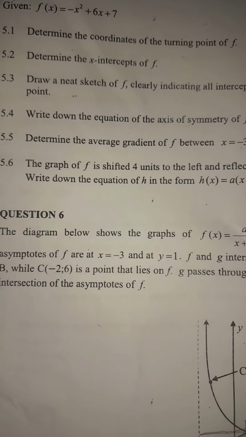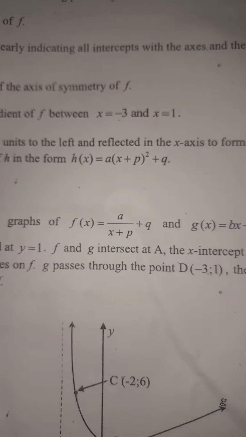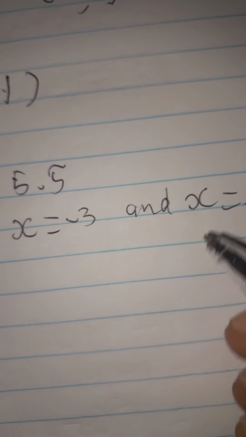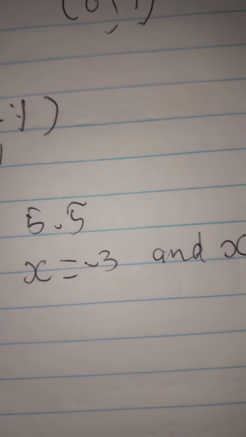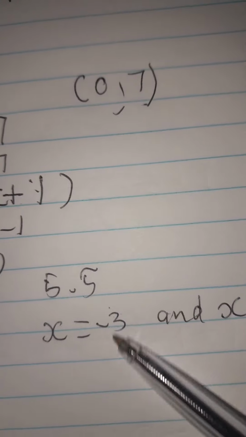So now let's go to 5.5. Determine the average gradient of f between x equals negative 3 and 1. Okay, so to make things easier, remember that we have x as negative 3 and x as 1. They want us to find the average gradient. The easiest way will be to take this x value and substitute it into the original equation. Where there is x, we shall place negative 3.